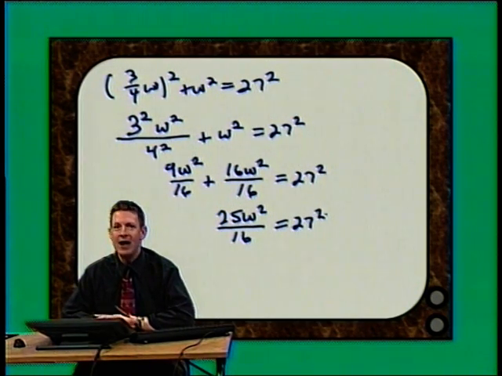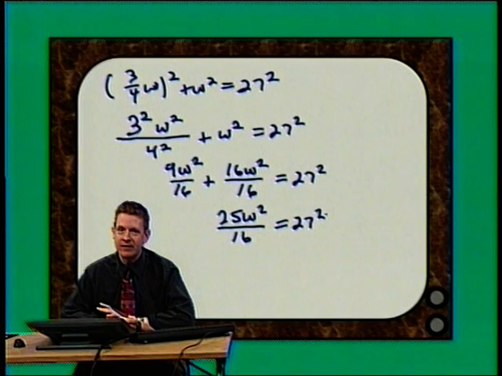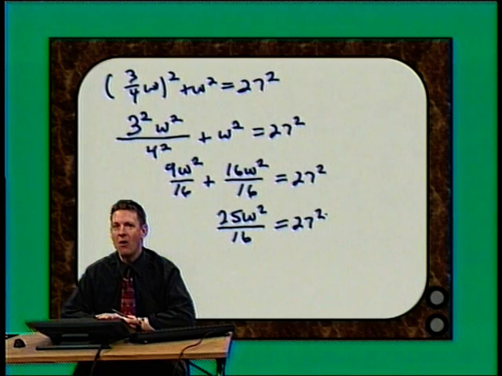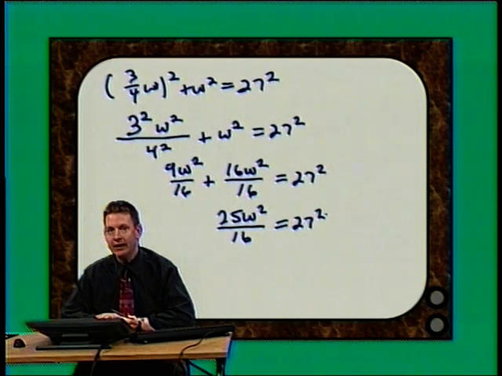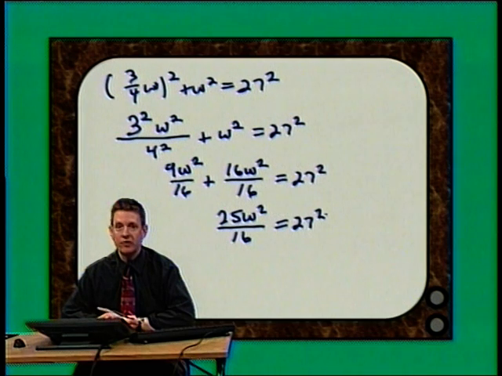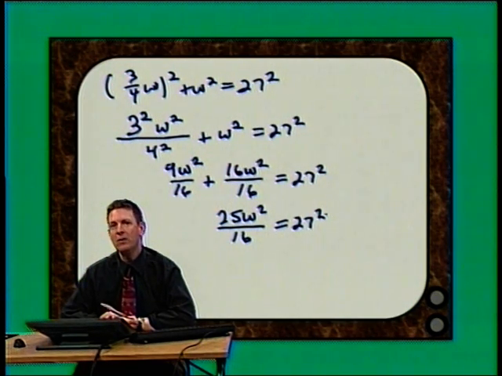Now you may have noticed I never did square 27, and you might have wondered why I didn't do that. Well, one thing is I have no idea what 27 squared is, but that's not really the reason I didn't square 27. Check out my coefficient on w squared. In the numerator, I have 25. That's a perfect square. In the denominator, I have 16. That's a perfect square. W squared is a perfect square. It's the square of w. And 27 squared is a perfect square. It's the square of 27. Consequently, everything's a perfect square, which means I'm going to be able to solve this equation without even reaching for my calculator.